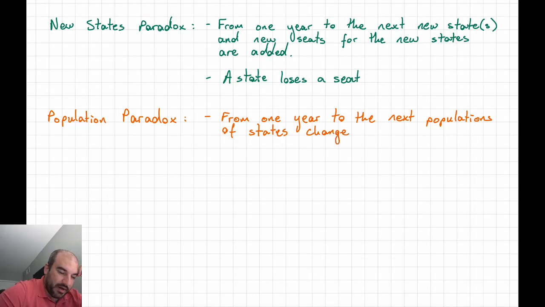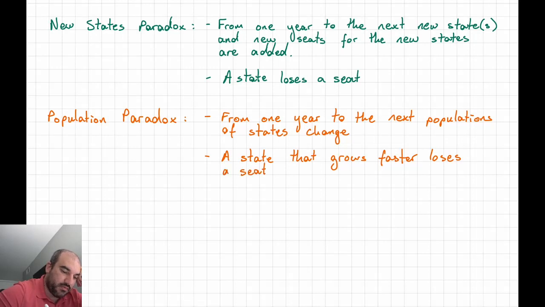That's not a problem. That's just something that happens in the real world. But the problem is that a state that grows faster loses a seat to a state that grows slower.